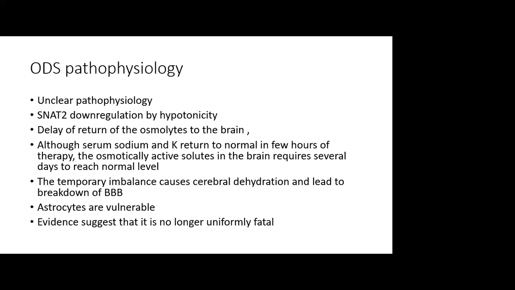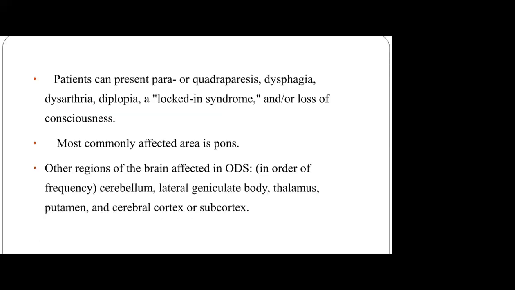And of note, astrocytes and oligodendrocytes are the cells that are quite vulnerable during that phase. Evidence now suggests that it's no longer uniformly fatal. In the past, we used to think that once you have osmotic demyelination syndrome, it's fatal. But now people find that some patients, not all, obviously we don't want patients to have an ODS, but some do recover with time, and some obviously don't. So it's no longer regarded as a uniformly fatal complication, but nonetheless, we should try our best to avoid it. I think I've spoken about how patients can present, and I've emphasized that it's not only affecting the pons; the cerebellum, the thalamus, and the putamen can also be affected.